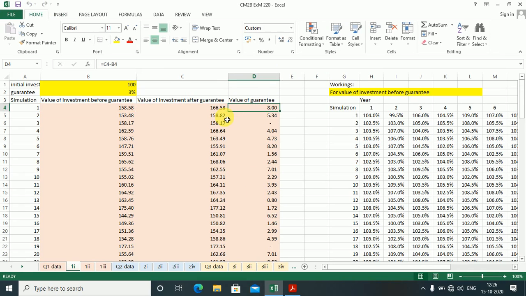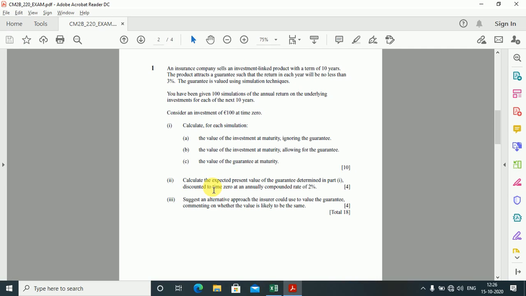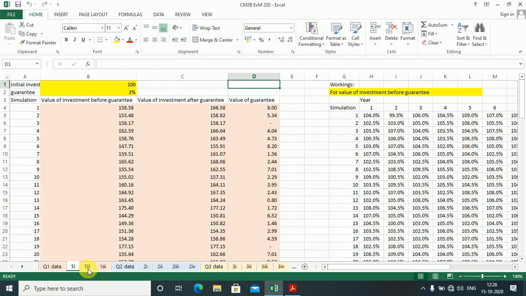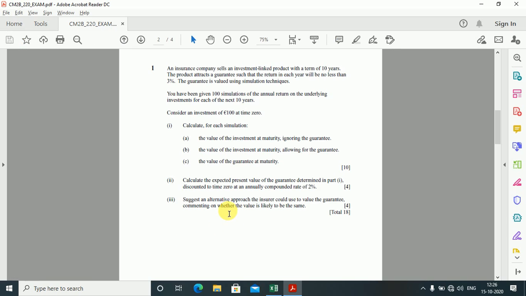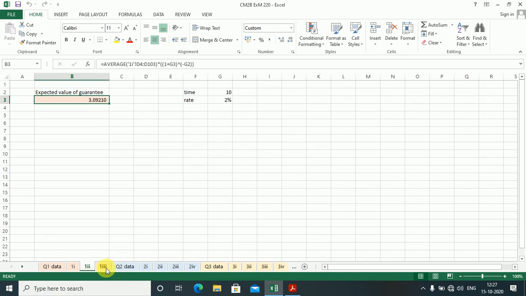Once you get this, they have said to calculate the expected present value of the guarantee determined in part 1, discounted to time 0 at a compound rate of 2%. So I have taken an average of the guarantee into 1 plus 2% to the power minus 10. This is the expected value of the guarantee at time 0. Then, suggest an alternative approach the insurer could use to value the guarantee, commenting on whether the value is likely to be the same. My alternative approach would be a deterministic approach where he gets a guaranteed risk-free rate of 3% interest, and any other points if you want to add, you can add.